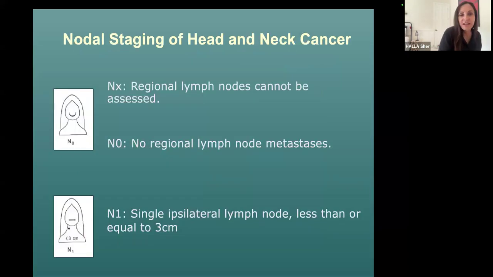So before we talk about the different neck dissections, I wanted to review our nodal staging system for head and neck cancers. NX refers to those patients in which regional lymph nodes cannot be assessed. N0 refers to patients who have no regional lymph node metastasis, and that can be either clinical staging, radiologic staging, or histopathologic staging. N1, patients who have a single ipsilateral lymph node that is less than or equal to 3 centimeters.